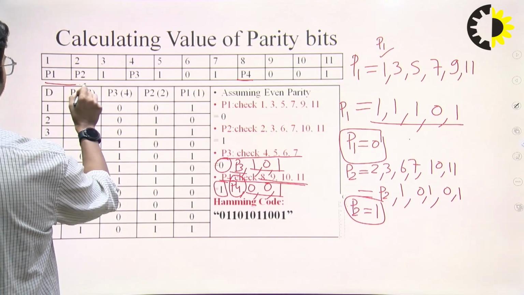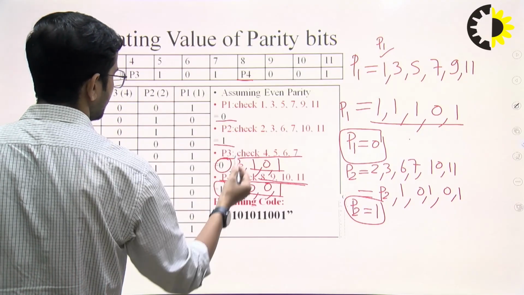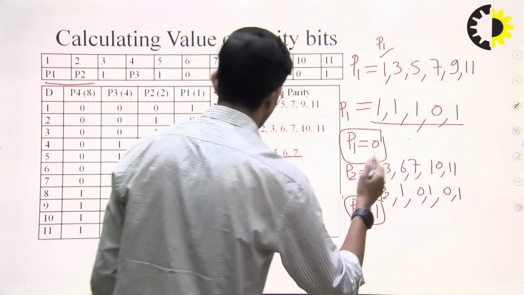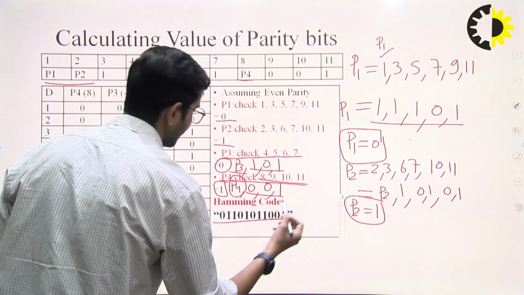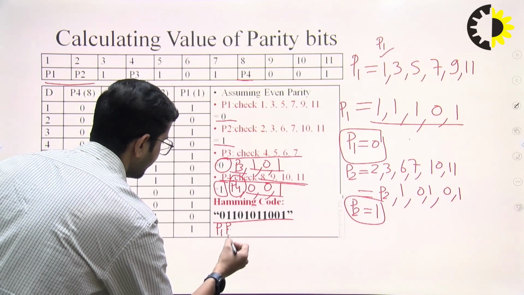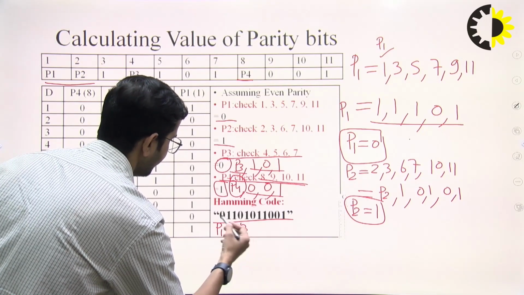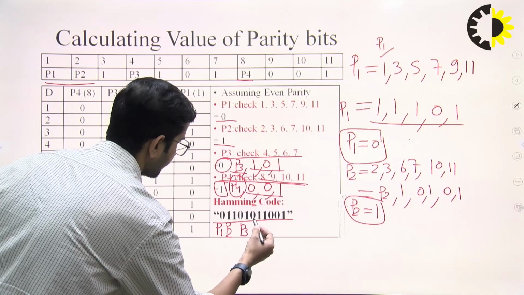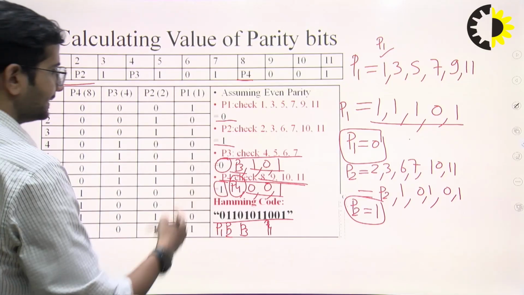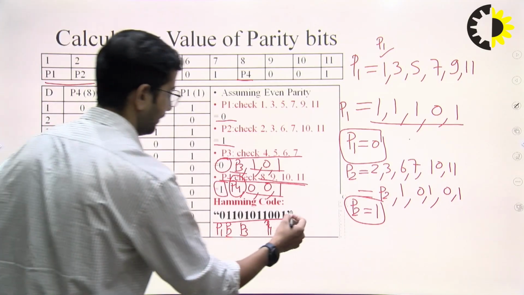So in place of P1, P2, P3 and P4, we have to replace these parity bits by 0, 1, 0, 1. So now our message signal will become: this is our parity bit 1, this is our parity bit 2, this is our parity bit 3, and this is our parity bit 4. So now our message signal becomes 0, 1, 1, 0, 1, 0, 1, 1, 0, 0, 1. This is 11 bits long.